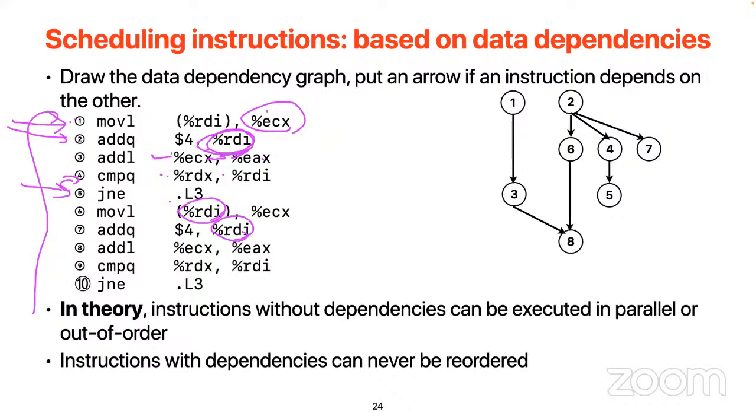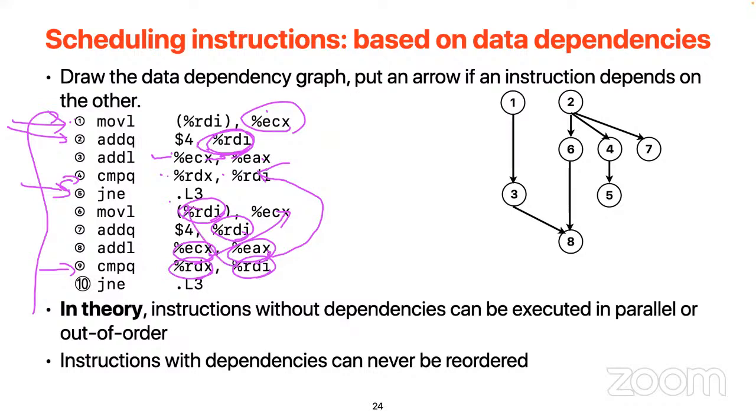And the eighth instruction depends on the fresh value of ECX generated from the sixth instruction, and also the EAX value from the third instruction. That's why we have both arrows pointing to instruction 8, which means that instruction 8 can only be executed after 3 and 6 finish. And the ninth instruction depends on the RDI and the RDX, where RDX is a value that's never modified.